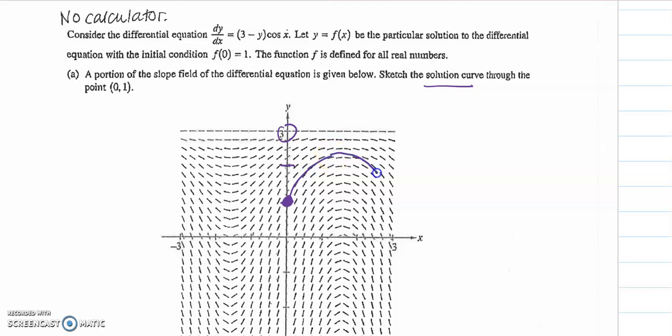So I see it coming down like this. And then here, these tangent lines change a little bit, and they go up. Please make sure that you put arrows on the ends of your curve.